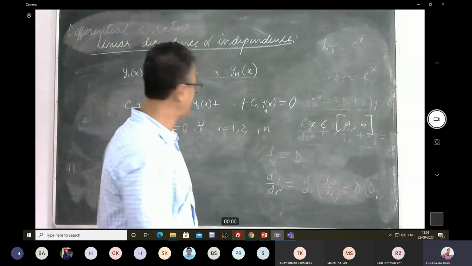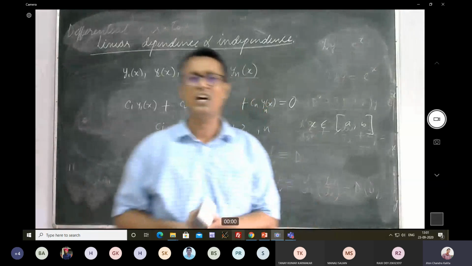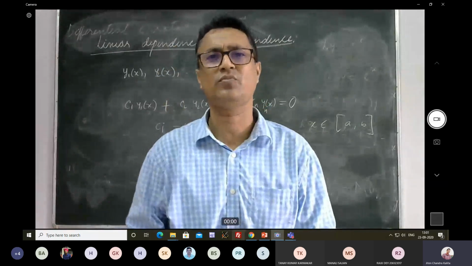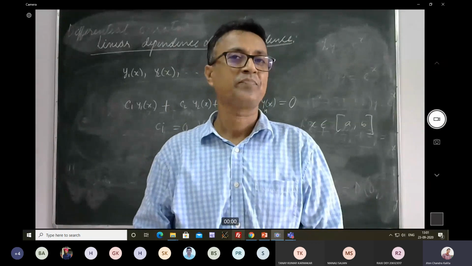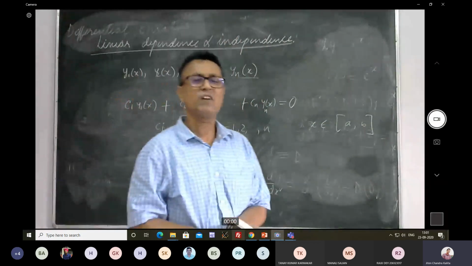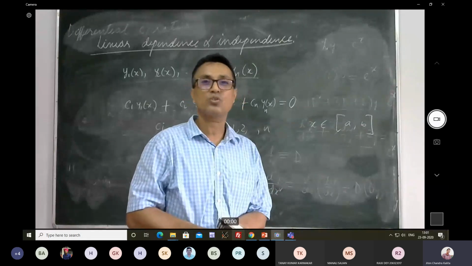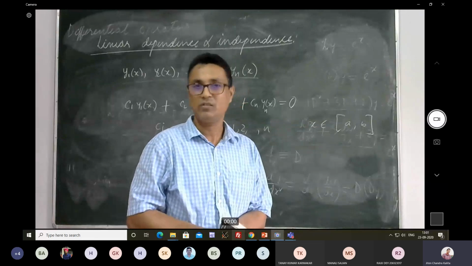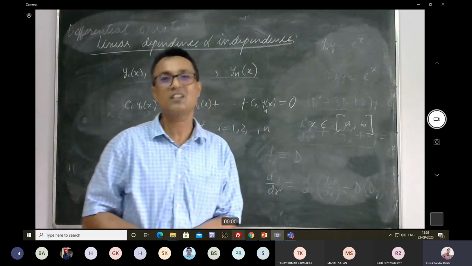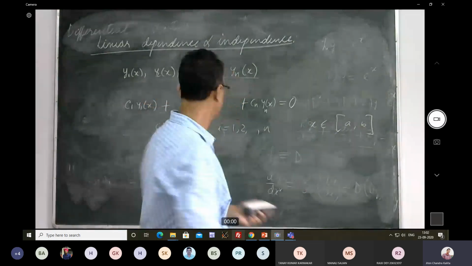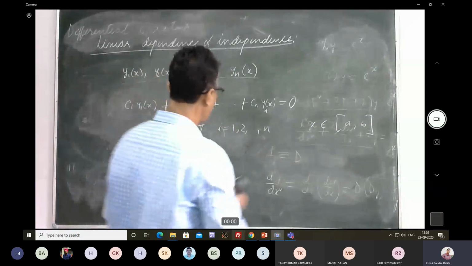Now you may be asking why I am choosing these functions, and why I am talking about linear independence and dependence. I have chosen n functions because eventually I am going to consider those functions as the solutions of some given differential equation. It is not merely from the linear algebra point of view. You already know this.